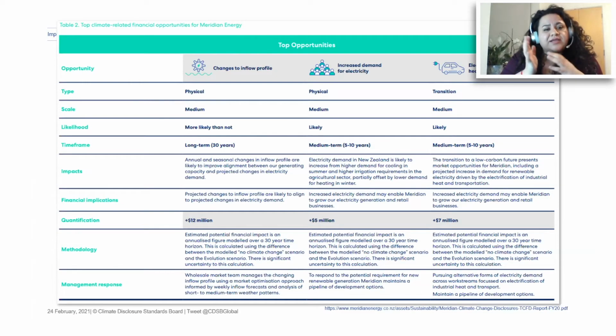The time frame. TCFD recommend that you tell us what the time frame is, but they don't tell you what timeframes to use, because that's going to depend on your individual business, on the assets within your company. But whatever timeframes you do use, tell us what those timeframes are. And then they give us more information about the methodology that they use, what the impacts and the financial implications are. Again, a very succinct disclosure. And again, going further than many disclosures, they also provide quantification of those opportunities. Another example is from BHP.